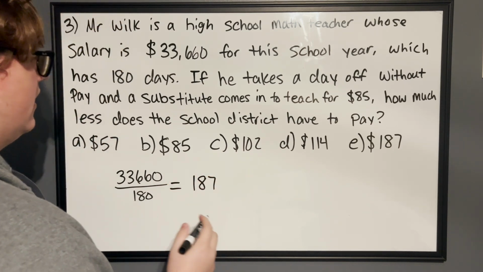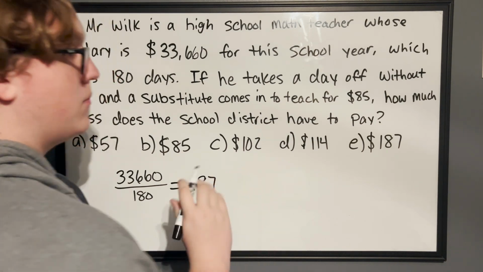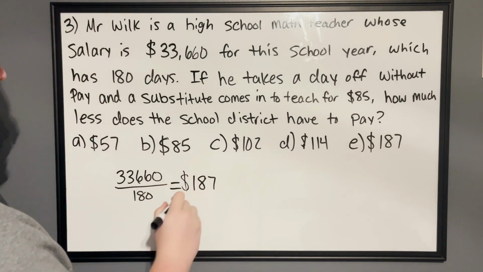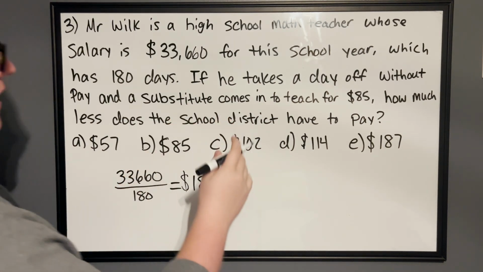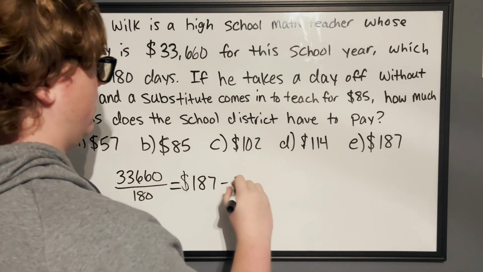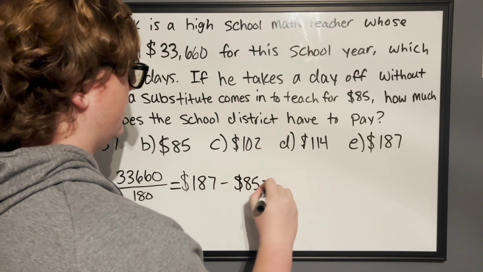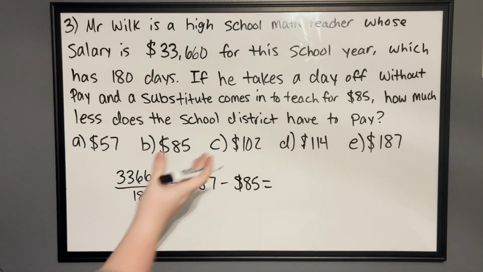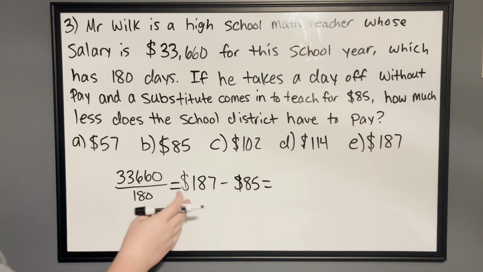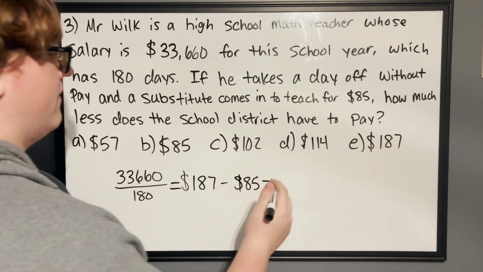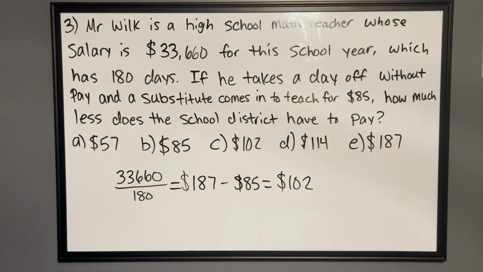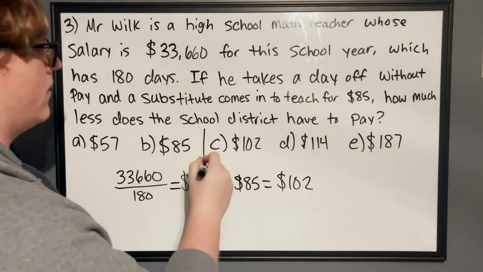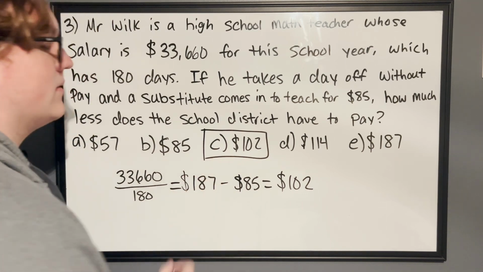$187 per day. So Mr. Wilk per day gets paid $187. And the school district is only paying $85. So we want to subtract off $85 because we want to figure out how much the school district is saving. So 187 minus 85 is equal to $102. So the school district is saving C, $102 for that day.